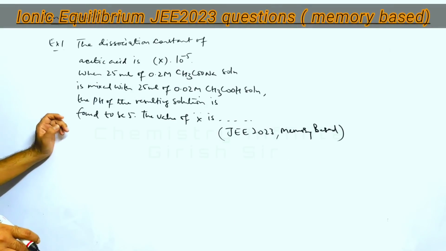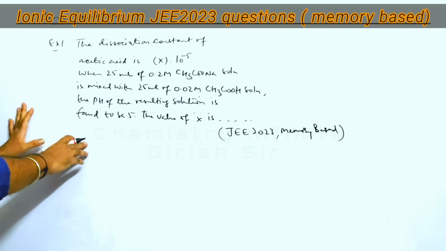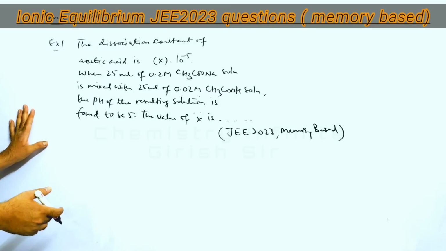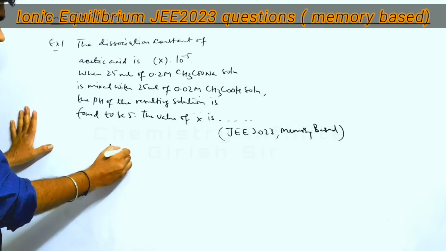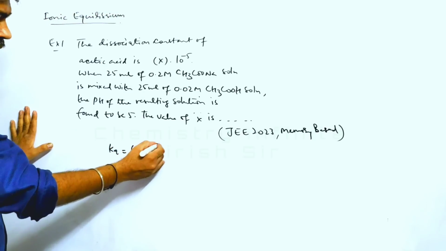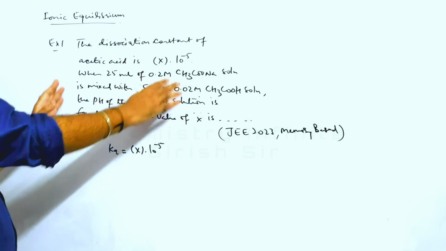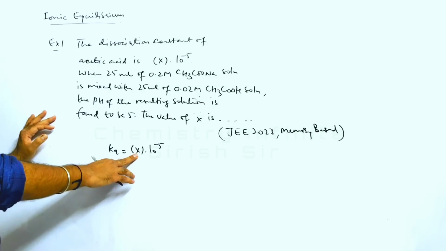Let's practice some questions on ionic equilibrium. Let's look at the first example. It says the dissociation constant of acetic acid. Acetic acid is a weak acid. Its dissociation constant, its Ka value, is written as x into 10 raised to minus 5, and we are supposed to find the value of x. There is some data given in between.